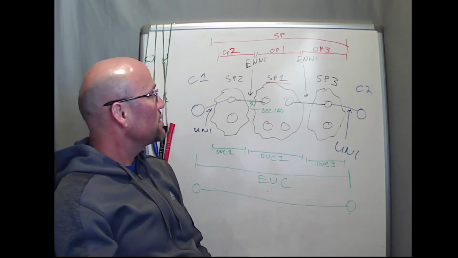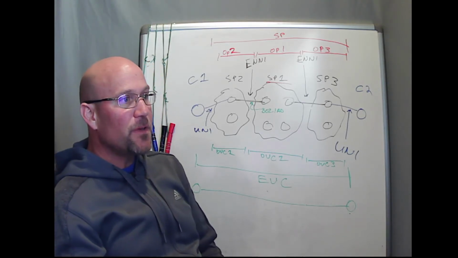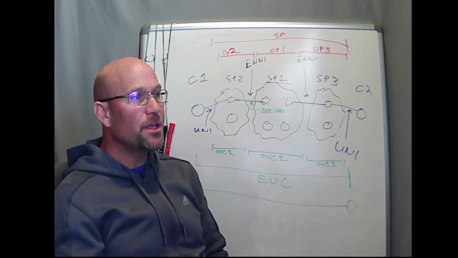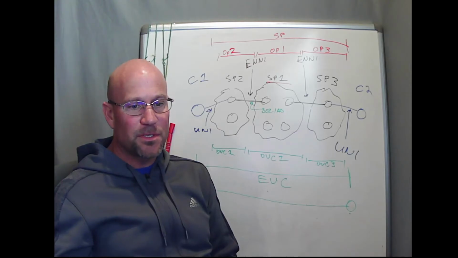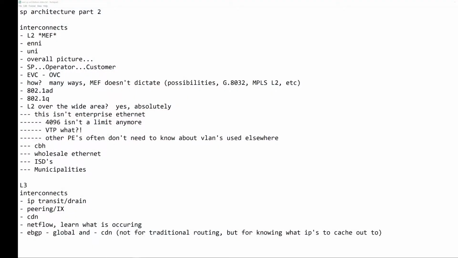So that is some of the moving parts of layer 2 in the service provider. I'm looking at my list of topics here. Let me swing that over. And yeah, just want to mention, this ain't your enterprise Ethernet anymore. 4096 isn't necessarily a limit anymore. It's absolutely not a limit anymore.